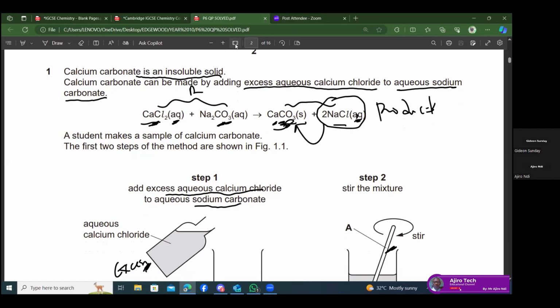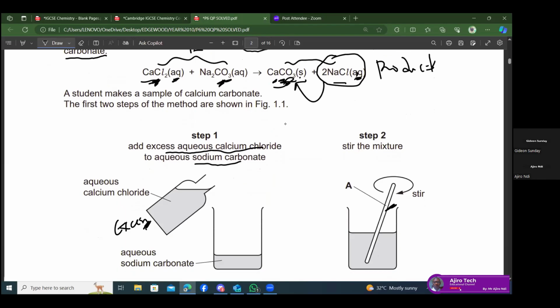Okay, for this question 1, you see that you were told that calcium carbonate is an insoluble solid, which is a very important information in solving the question. You were equally told that calcium carbonate can be made by adding excess calcium chloride to aqueous sodium carbonate. Now, this word excess is very important in this statement because it's going to help you as we go further. Now, you are given the equation of the reaction, and you can see that calcium chloride in excess was added to aqueous sodium carbonate to give a calcium carbonate solid, which is insoluble, and then aqueous sodium chloride, which are the products.